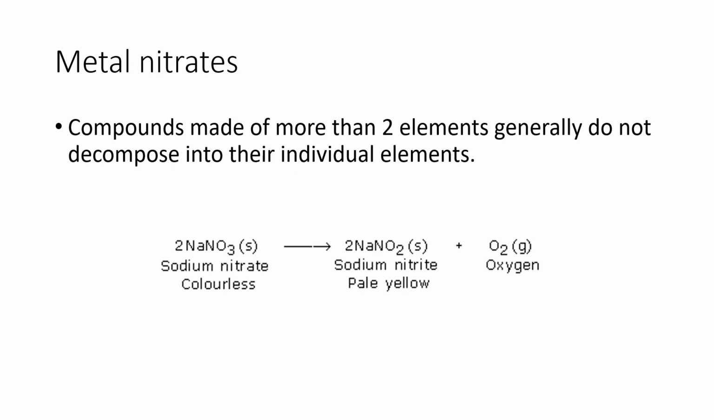Let's go over some metal nitrates. So metal nitrates are compounds made of more than two elements that generally don't decompose into their individual elements. An example would be sodium nitrate, which decomposes into sodium nitrite plus oxygen.